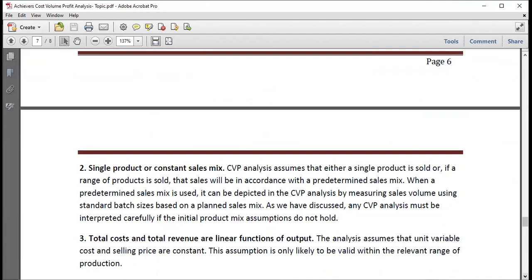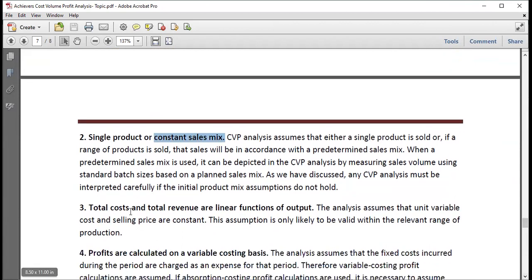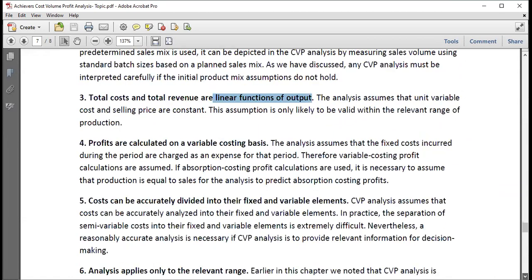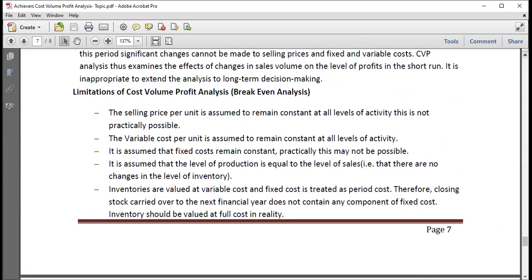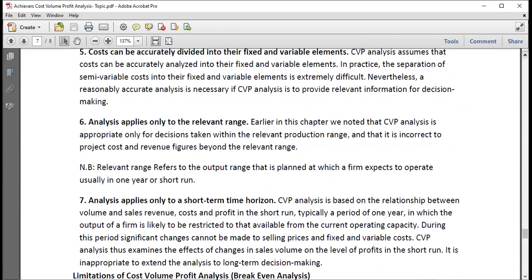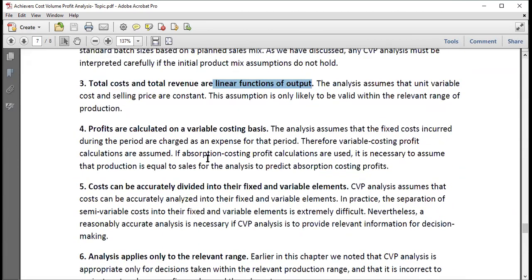So of course, if the CVP model is looking at a single product, it assumes a single product. But if it's several products, it assumes a constant sales mix, which we've already highlighted here. It also assumes that the total cost and total revenue are linear functions of output. That is why, when you look at the accountant's model, the lines are straight from just the start. So it's important for us to have that in mind.